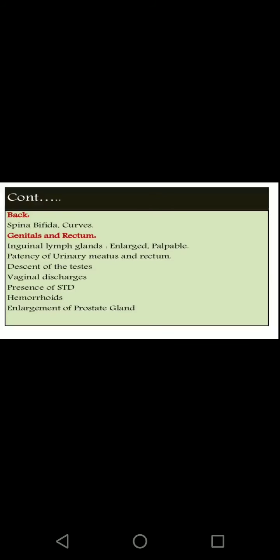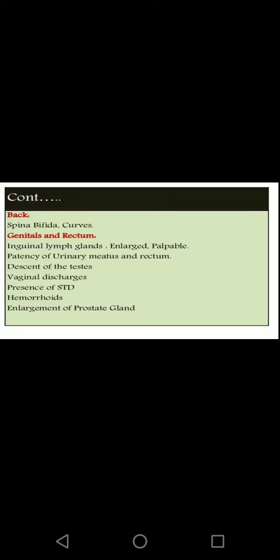Then back. Ask the patient to be in a standing position. The spine is examined for abnormal curvature. The fingers are moved over the spine to detect spina bifida or any newborn infant having any kind of defect. So we can use this method by palpation.